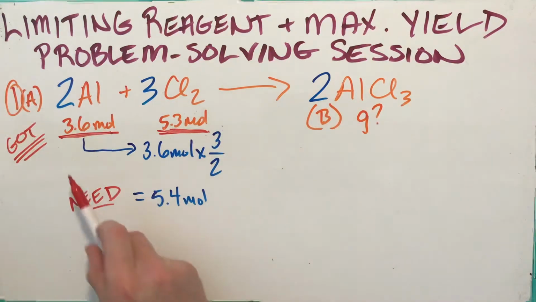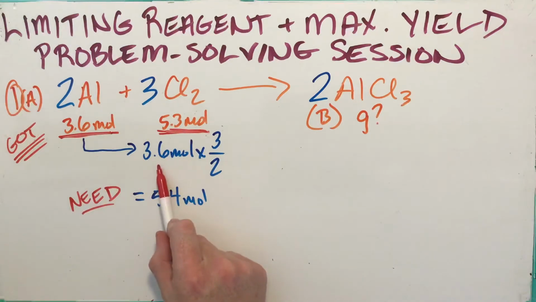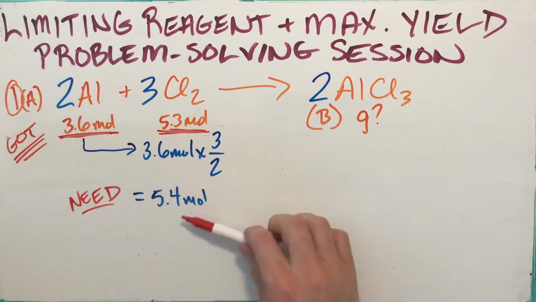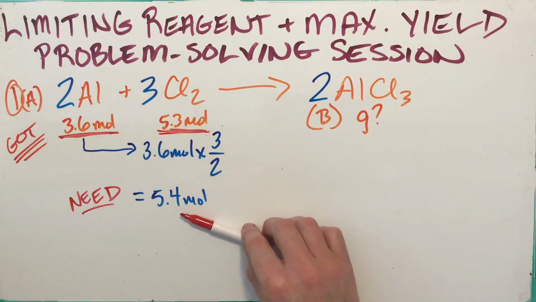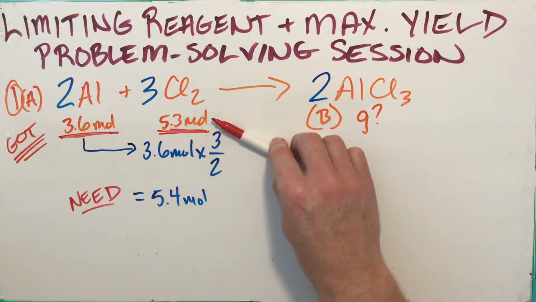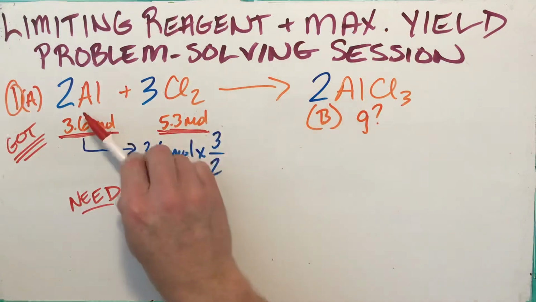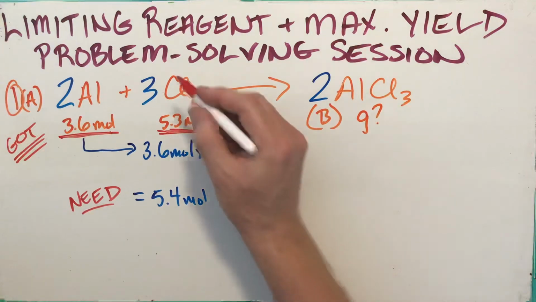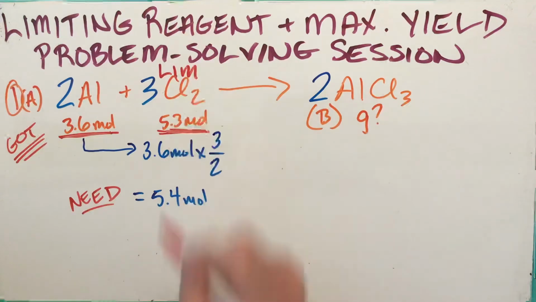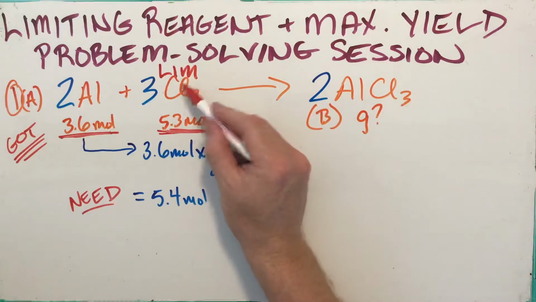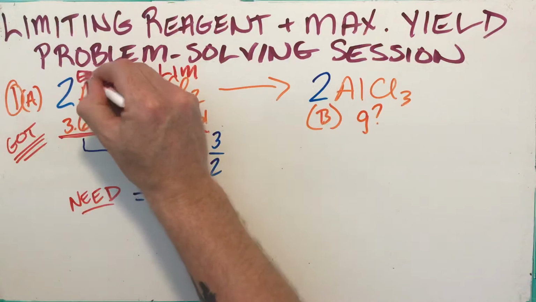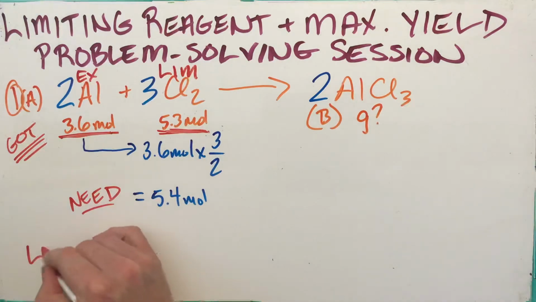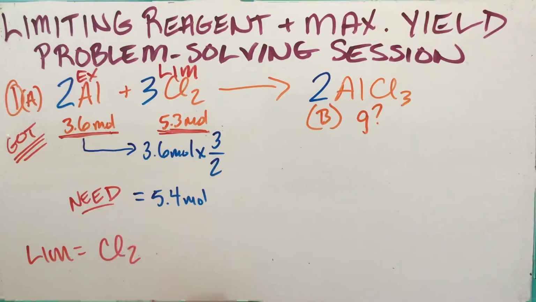5.3. So to burn off all 3.6 moles of aluminum, because I have 3.6 moles of aluminum, I need 5.4 moles of chlorine gas. I only have 5.3. So I'm not going to be able to burn off all the aluminum. I will run out of chlorine. I need this, but I only have this. So chlorine is my limiting reagent. And I always write it over the top of it. And that means this is my excess reagent. So my limiting reagent is the chlorine gas.